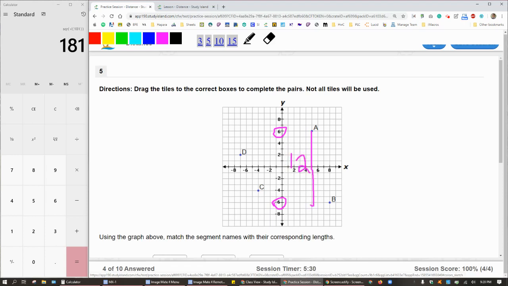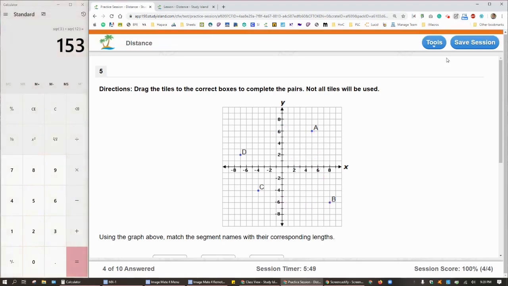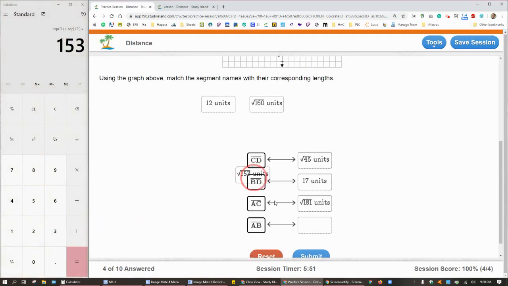Okay. The horizontal distance between them from positive 5 to positive 8 is 3. So there are your A and your B. Plug it into the Pythagorean theorem. 3 squared plus 12 squared. So you got 9 plus 144 is 153. So the square root of 153 is your answer. And there it is.